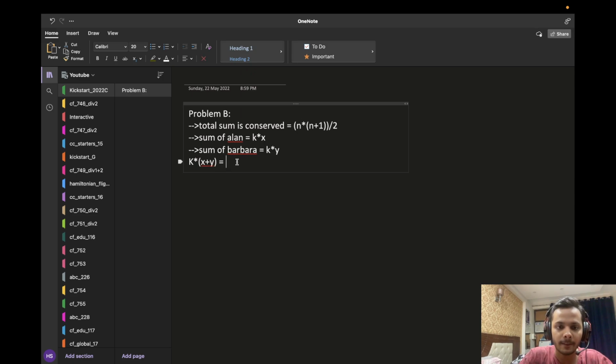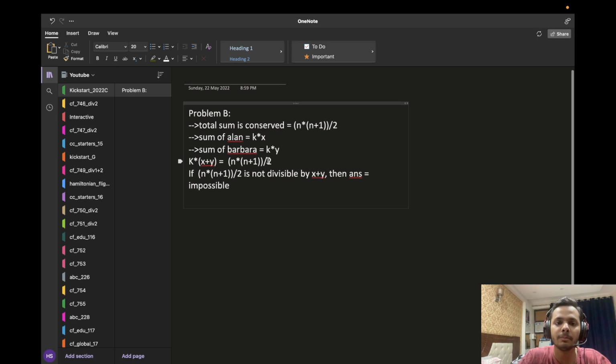So the first thing is that if this k is not an integer, then obviously an answer will not exist. So if n into n plus 1 upon 2 is not divisible by x plus y, then the answer is impossible. This is the only condition when the answer is impossible.